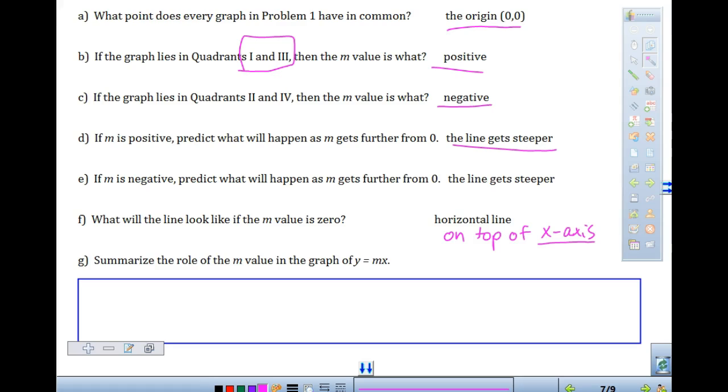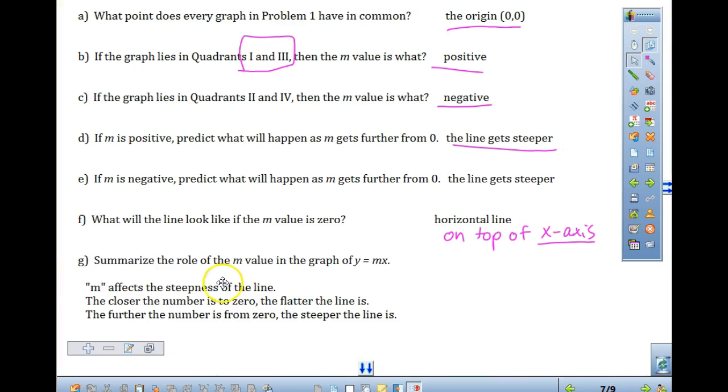What does the m tell us, the what of our line? What were the 2 words we were circling at the end of each of those? It does tell us unit rate, but what are the 2 words that we were circling behind all the graphing ones? It tells us the steepness or flatness of our line, right? So anytime we look at that m, the m affects the steepness of the line.